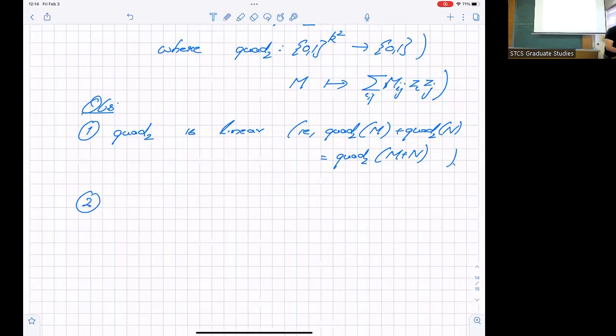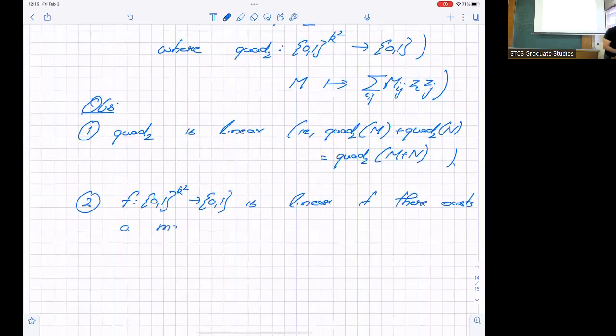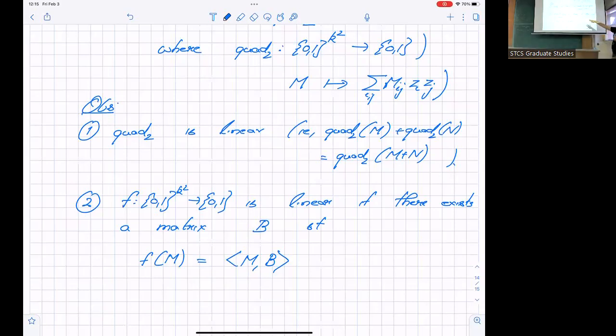So the function f from {0,1}^(n²) to {0,1} is linear if there exists a matrix B such that f of any matrix M is basically the inner product of M with B. This inner product is usually just the element-wise product. That's what we will refer to as linearity. But this is not sufficient.